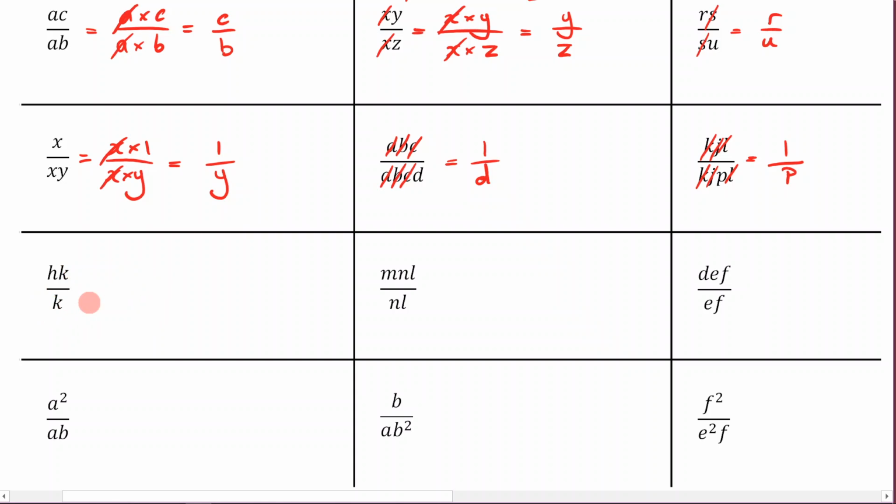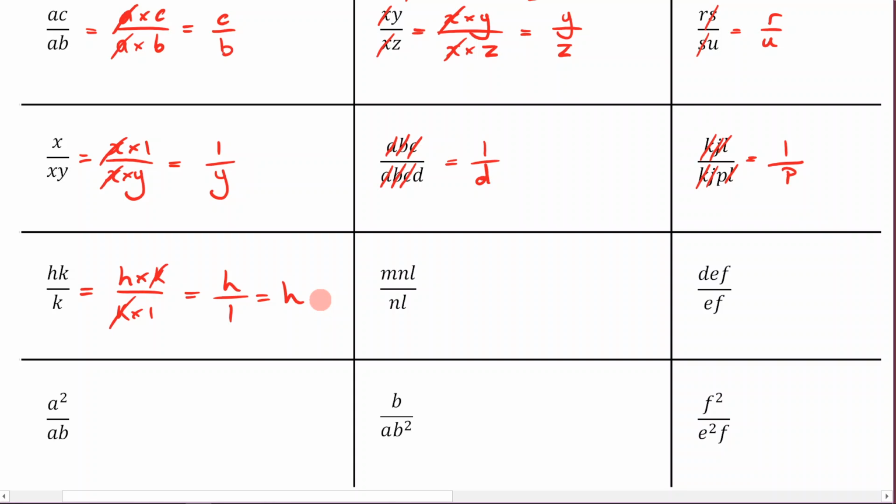And you know what? I might actually take a step back and do this one slowly. hk is the same thing as h times k, and k, we'll just leave that for the time being. So this k will cancel with this k, which means I'll have an h up here. And now you might be thinking to yourself, what's on the bottom? But remember, this k can be k times 1, which means that k is going to go away. Now I've got h on 1, and that means my answer is just h.